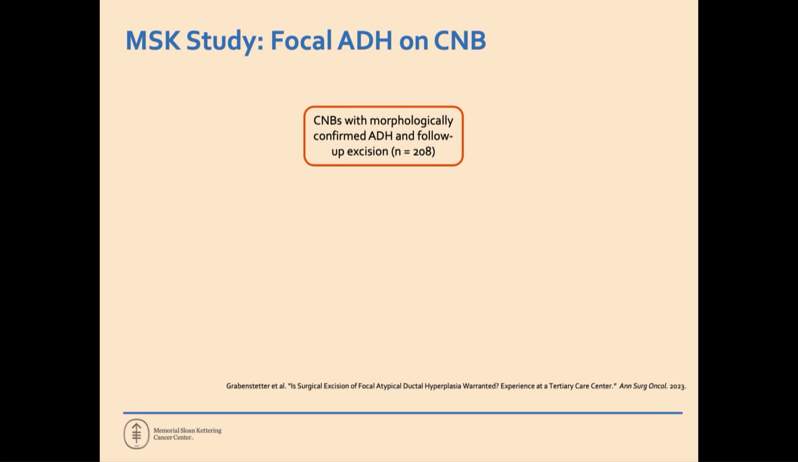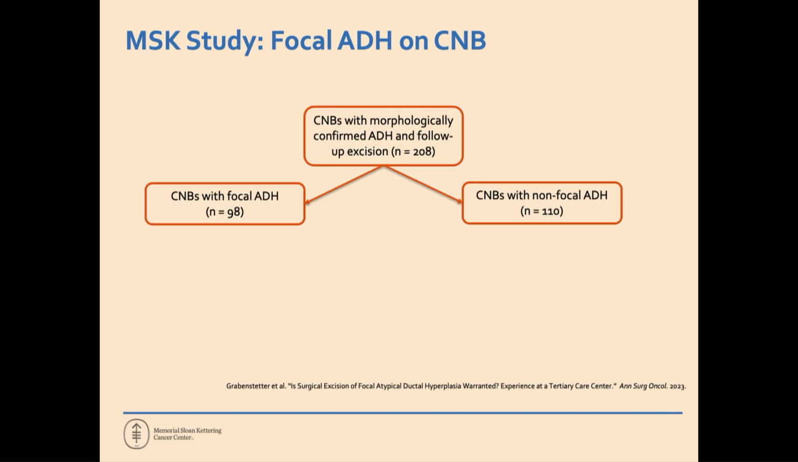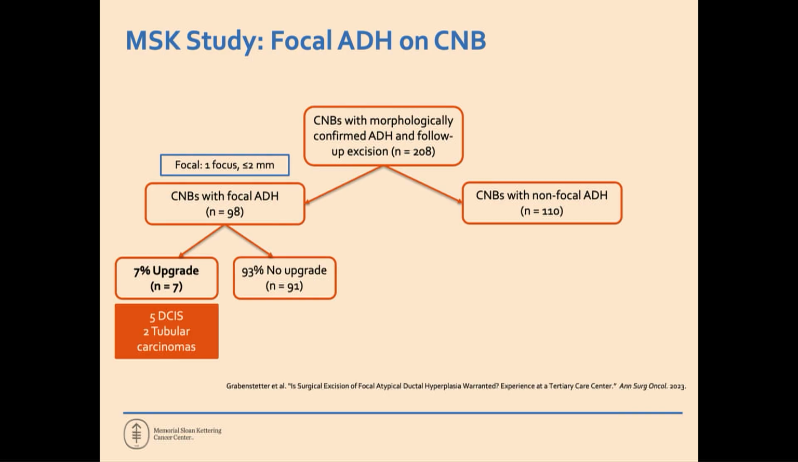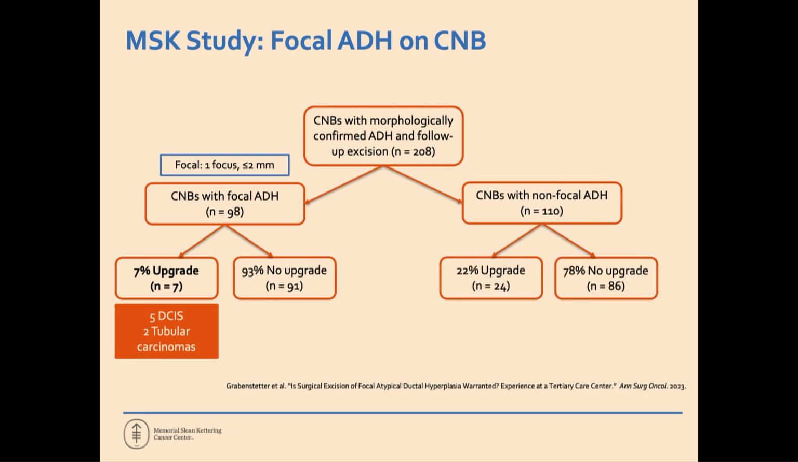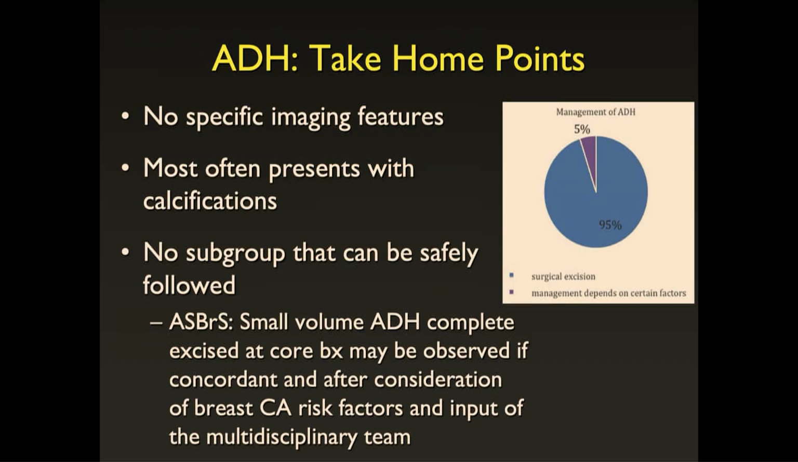This was something we looked at our institution. We had about 200 cases of pure ADH. About half of them were defined as focal, and focal meant one focus less than 2 millimeters in size. So a very, very small area of ADH. Can you follow those patients instead of recommending excision? Although our numbers were small, the answer was no. The upgrade rate was about 7%. So because of this, at our institution, even if there's very, very focal, small areas of ADH, we continue to recommend excision. In the same study, for non-focal ADH, the upgrade rate was a little greater than 20%.